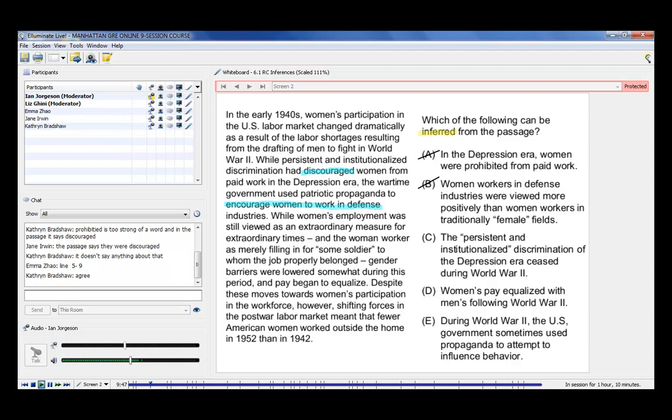Okay, we've got persistent and institutionalized discrimination. Okay, right there: had discouraged women from paid work in the Depression era. The wartime government, blah, blah, blah. Okay, where does that say that discrimination ceased during World War II? Or how do you take the next step? How do you infer, where does it imply that discrimination ended during World War II?